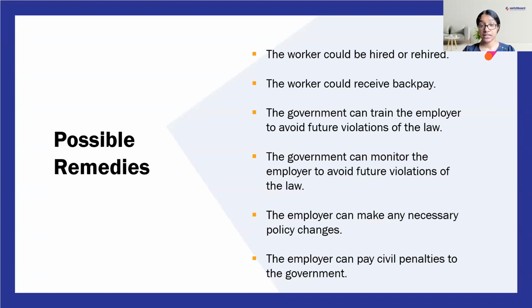The employer may be asked to make policy changes so other workers don't face the same type of discrimination in the future. And employers may be asked to pay civil penalties, to pay a fine, essentially, to the government for the discrimination that has occurred. And the amount of that fine can vary quite significantly. So these are some of the remedies that can come out of settlement and potentially out of a lawsuit as well, if that's the process that we end up following.